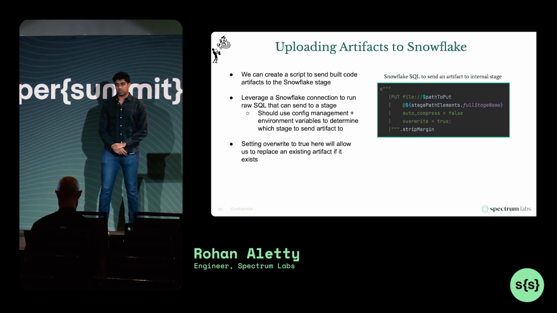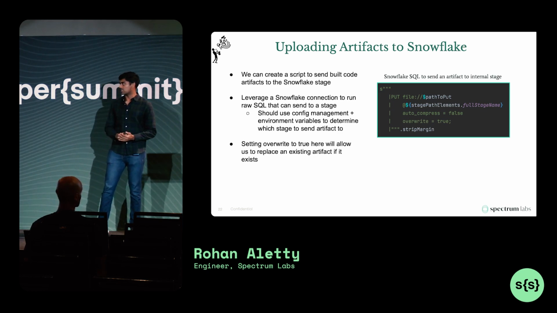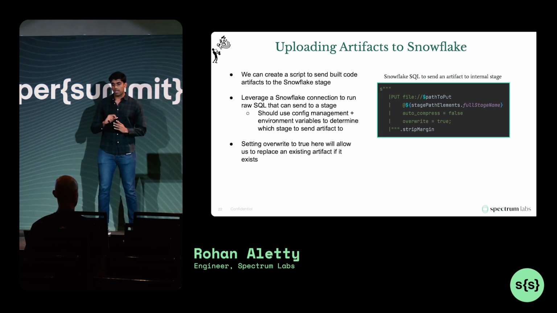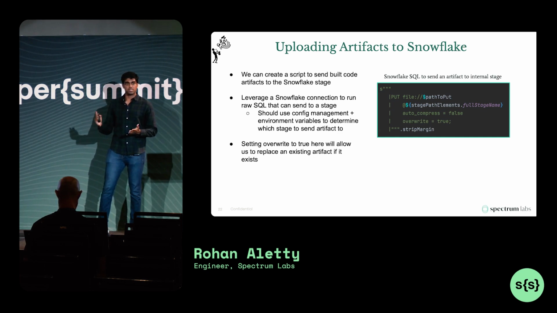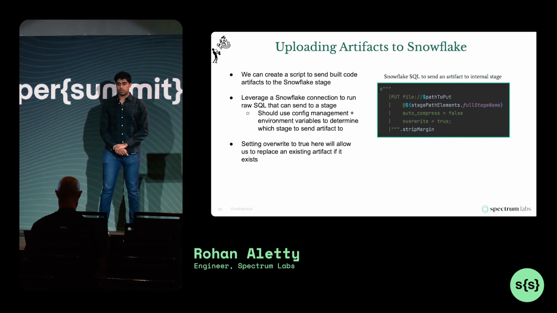Two important things to note here. One is you can see in the SQL definition, we've set auto compress to false because we don't want to compress the artifact that we're sending. And we also set overwrite to true because the name for this jar file is going to stay the same across every single build. And so now, if we send the jar file with the same name to the stage, we want to make sure that we're overwriting it. So we're just uploading the latest version of the jar file with the same name every single time.